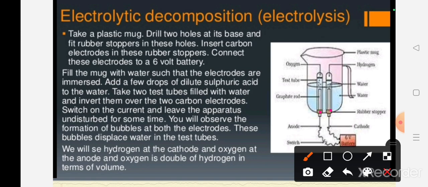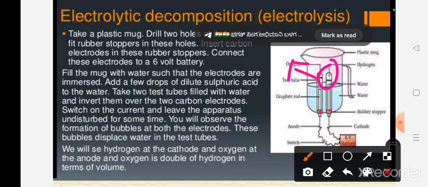Switch on the current and leave the apparatus undisturbed for some time. You will observe the formation of bubbles at both electrodes. These bubbles displace water in the test tubes. We will see hydrogen at the cathode and oxygen at the anode. Whichever gas is collected in the larger amount is hydrogen, and the smaller amount is oxygen. The hydrogen is double the oxygen in terms of volume.